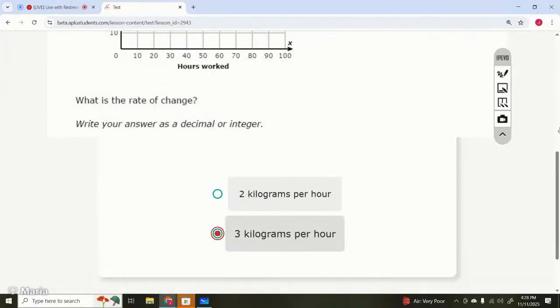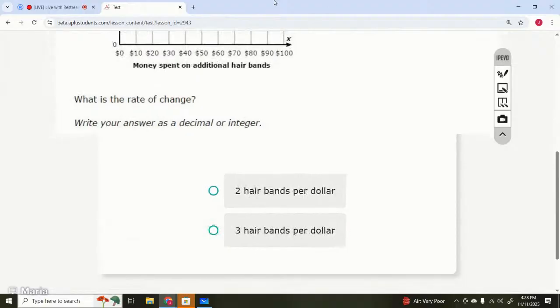The correct option is 3. Option number 2 is the correct option. That is 3 kilograms per hour.